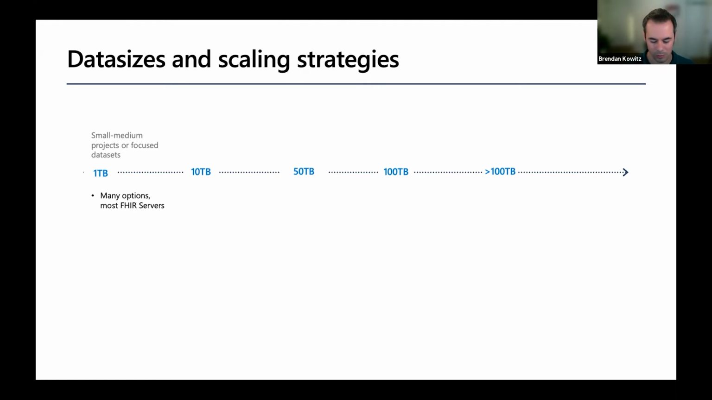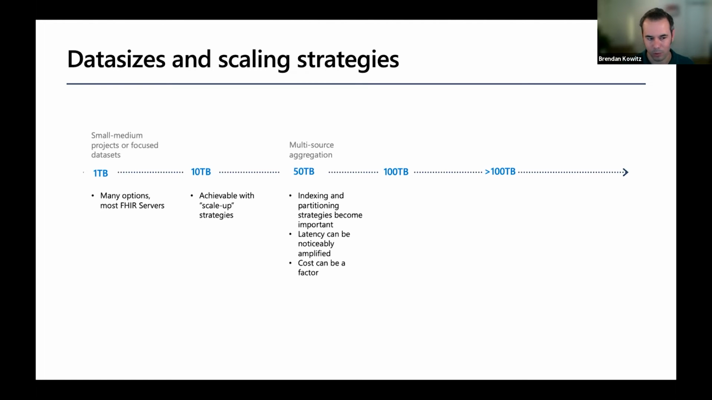And then as you travel on your journey between 1 terabyte and 10 terabytes, it's probably achievable just with scale up strategies: more cores, more disks, more CPUs, bigger VMs, all that sort of thing. You're probably going to be able to achieve that solution within that 1 to 10 terabyte range. But I think when things start to get interesting is once you travel up from there.